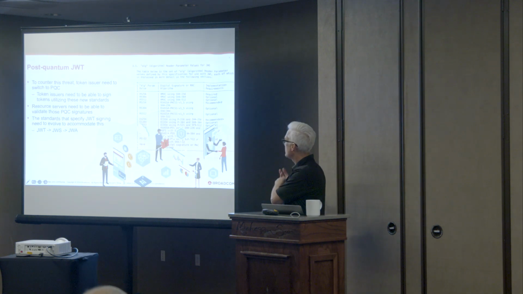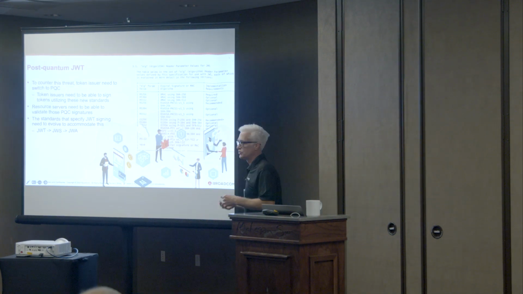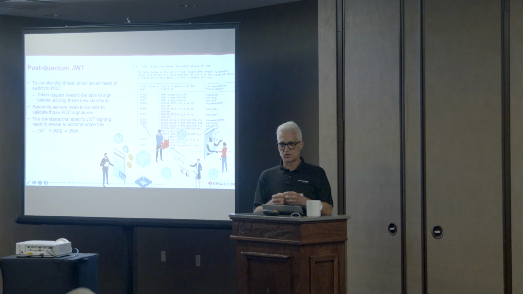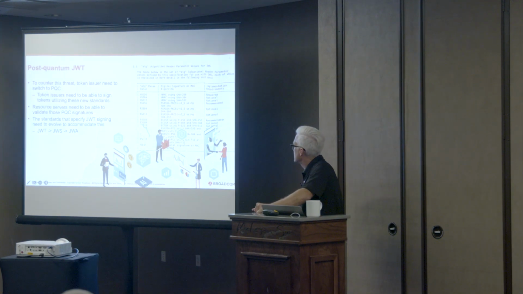So to counter this threat, the token issuer needs to switch to PQC standards, and the token issuer needs to be able to sign those tokens using those new standards. The resource server, which often is our gateway, needs to be able to validate those signatures. So it also needs that new library on its side. But before all this can happen, you also need to evolve the standard, right?